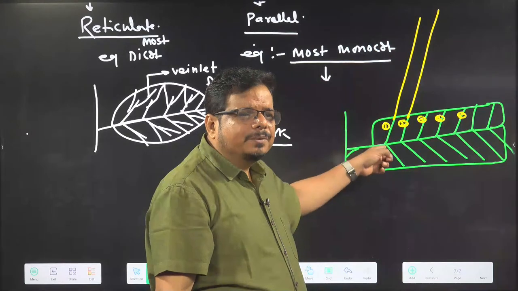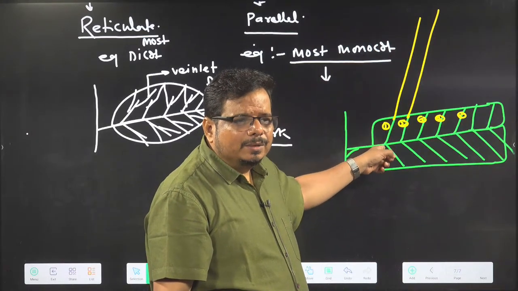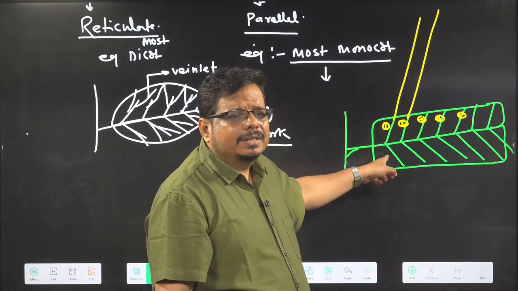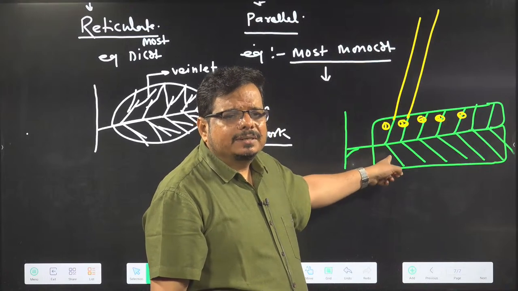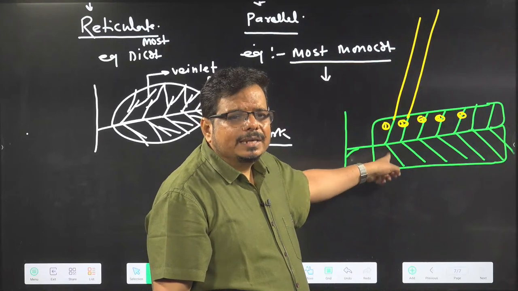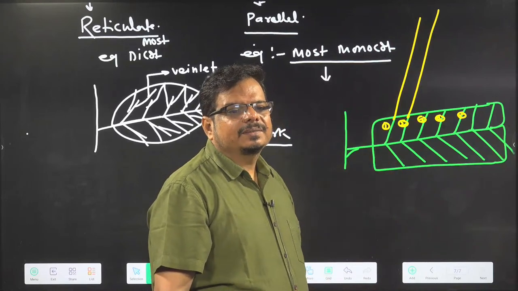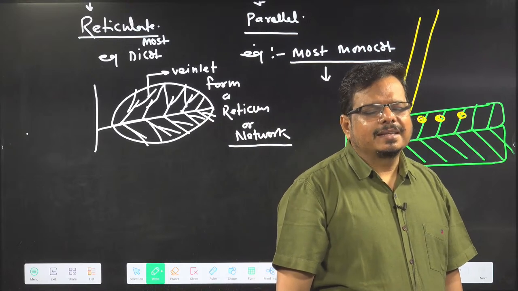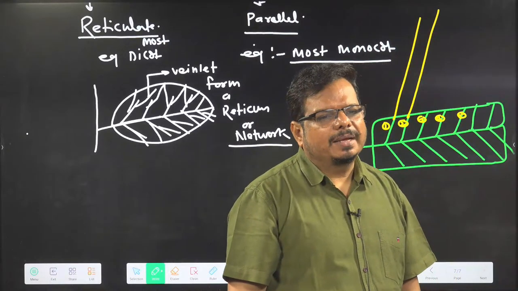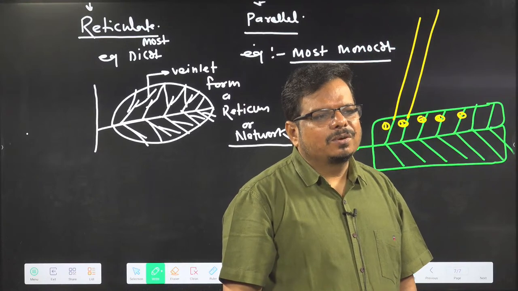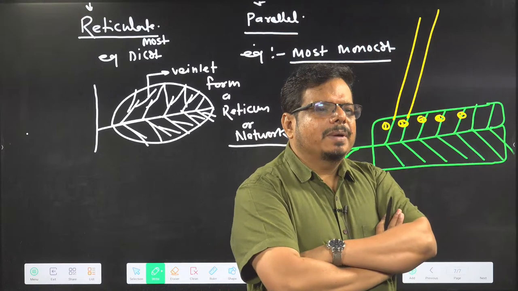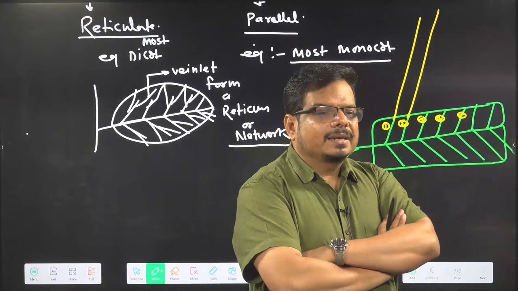Not match. Now, who is absent here? Why is it parallel? Why is reticulum not there? Because who is absent? Veinlets are not there. Understanding the idea, due to that reason, who is not forming? Reticulum is not forming. Understanding the idea, you got the parallel and reticulate venation picture.